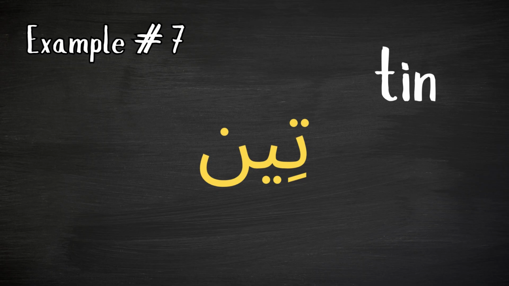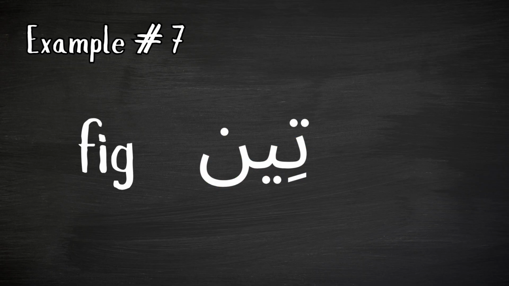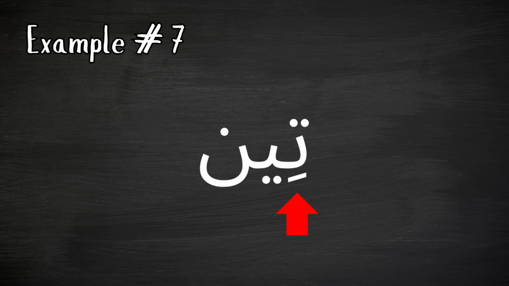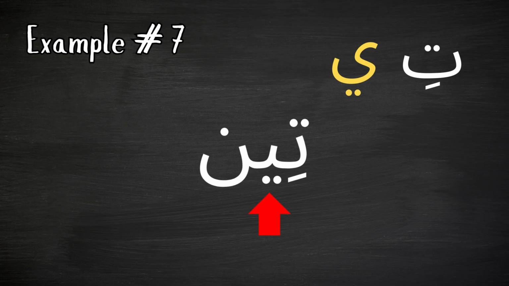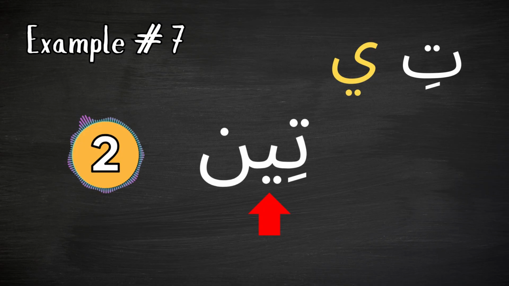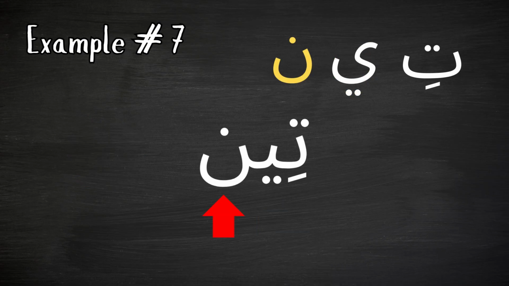Example 7. Teen, meaning fig. First letter, T. Smile gently. It is a short sound, T. Then comes long vowel, ya. Stretch the sound and hold it for 2 beats. T. The final letter is written without a vowel mark, so we keep it still.